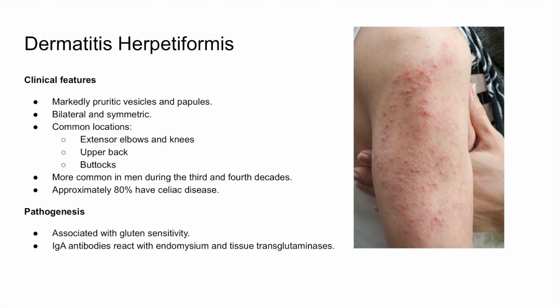IgA antibodies related to gluten sensitivity target epidermal transglutaminase in the skin, although anti-tissue transglutaminase and anti-endomysial antibodies are useful markers of associated celiac disease. So GI symptoms may be mild or absent, and the classic diagnostic combination is a pruritic extensor vesicle, celiac disease, and granular IgA deposition in the dermal papillae.